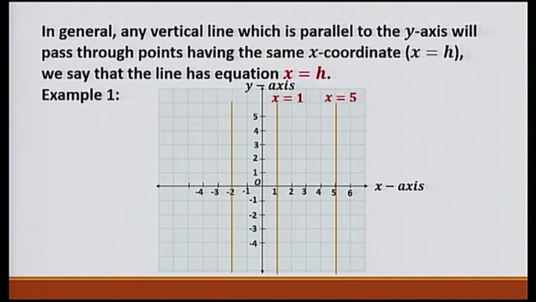Similarly for this one, the x-coordinate is -2. The equation of the line is x is equal to -2. One more example. It has the same x-coordinate -4. Therefore, the equation of the line is x is equal to -4.